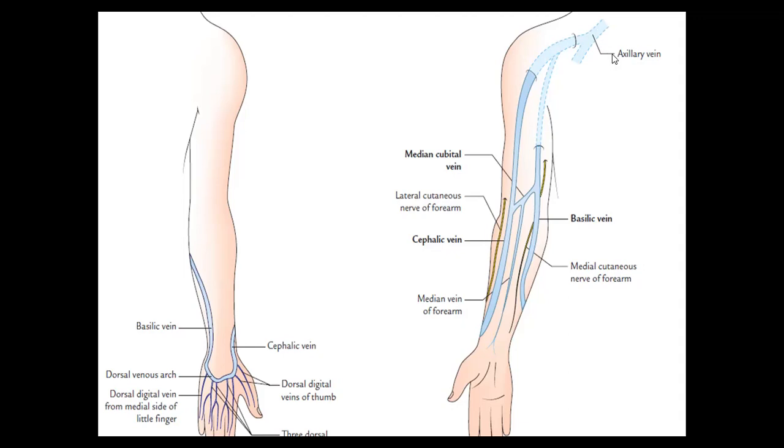We know the right and left brachiocephalic veins will join and they finally drain into one big vein which is directly opening into the right atrium of the heart. Can you name the big vein which is opening into the right atrium? Yes, right. That is superior vena cava.